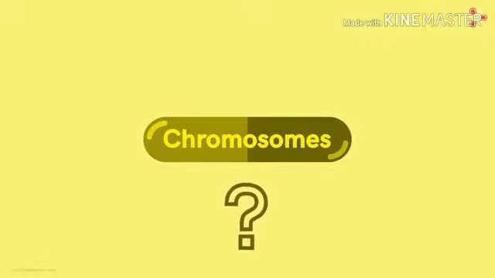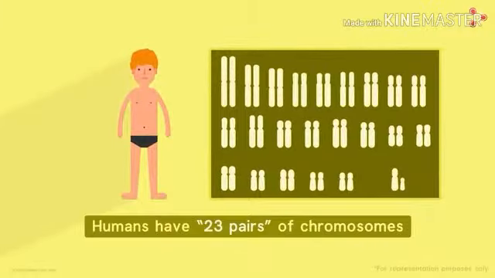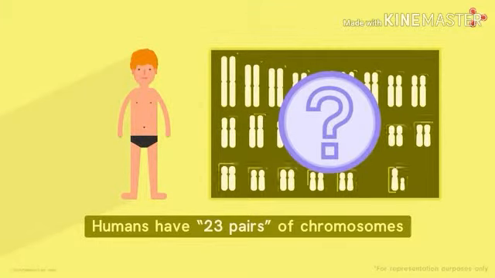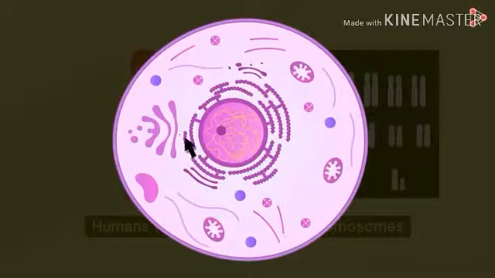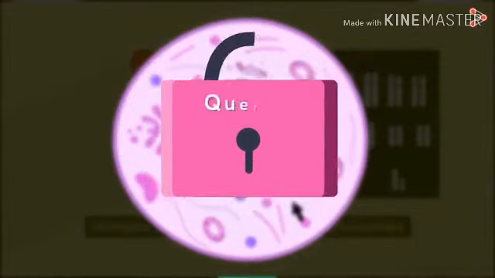So what are chromosomes? We've always come across the saying, humans have 23 pairs of chromosomes. But what are they made up of? And where are they actually located in the cell? Let's try and answer all of these queries in this session.